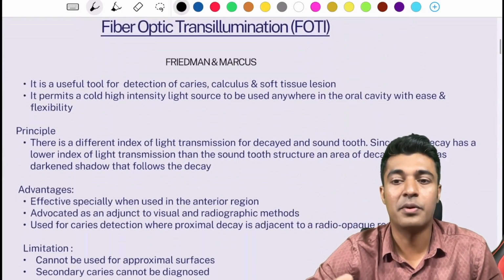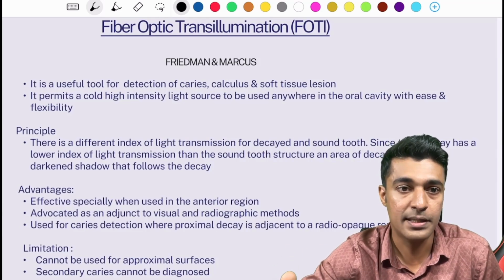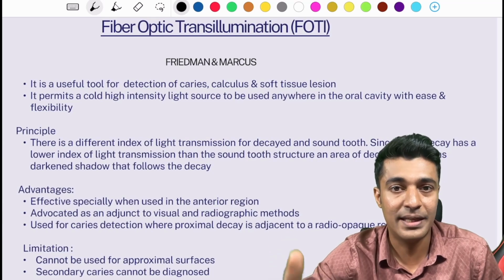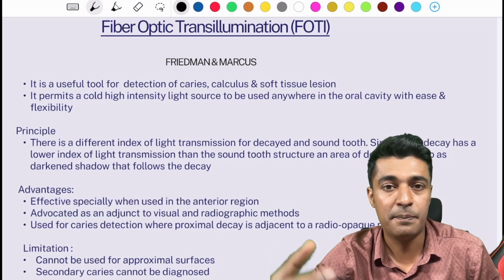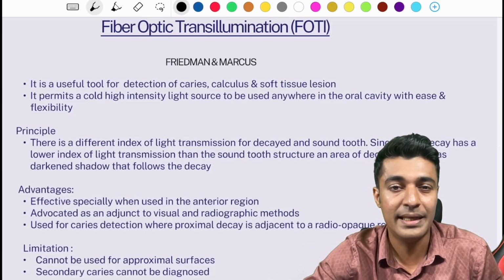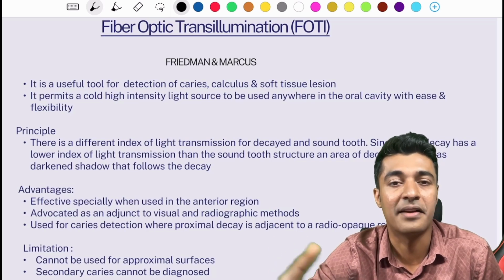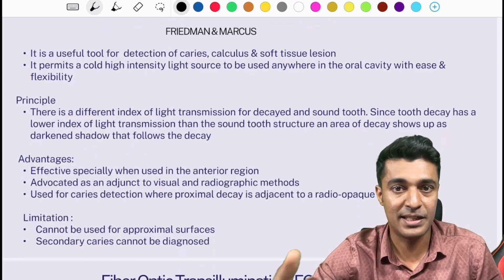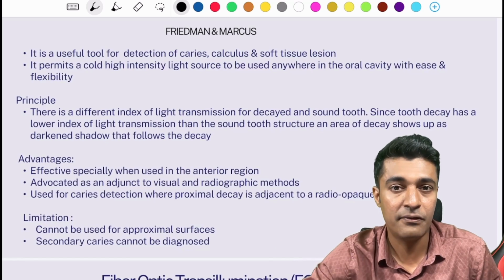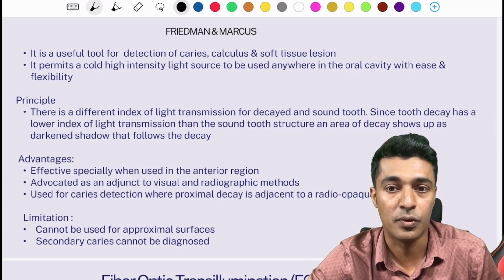So coming to the fiber optic transillumination, it was described by Friedman and Marcus. It is a useful tool for the detection of caries, soft tissue lesions, and calculus. It permits the use of a cold high intensity light source that can be used anywhere in the oral cavity with ease and flexibility. So the principle of fiber optic transillumination is that there's a difference in index of light transmission of the decayed and the sound tooth.